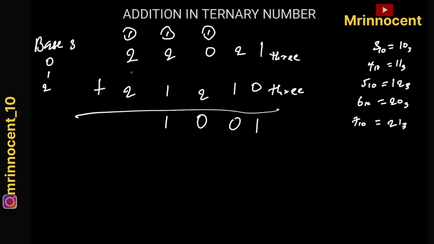1 plus 2 is 3, plus 2 is 5. And 5 in base 3 is 1, remainder 2. You write 2, take the 1 to the next one, bring it down, 1. 4 in base 3.